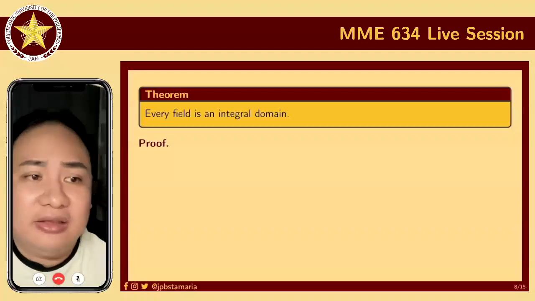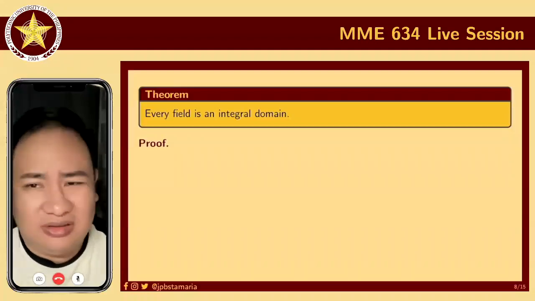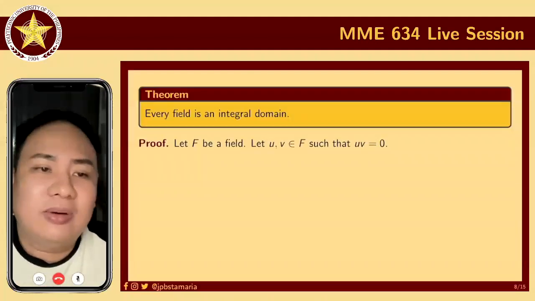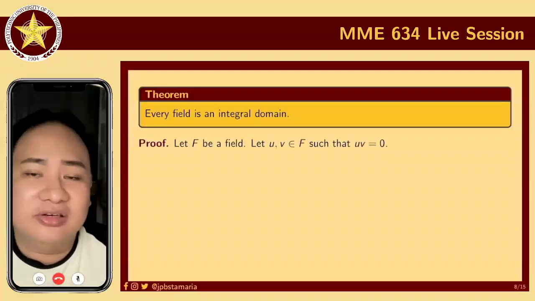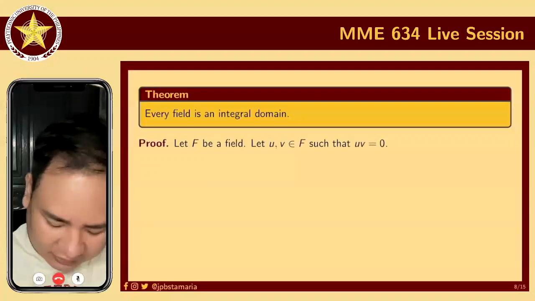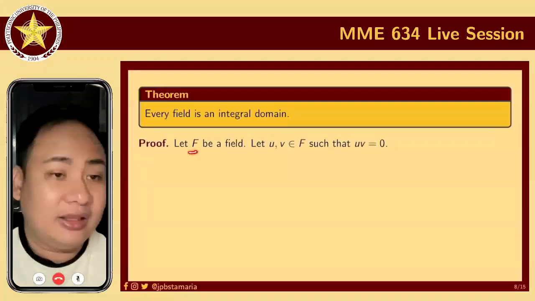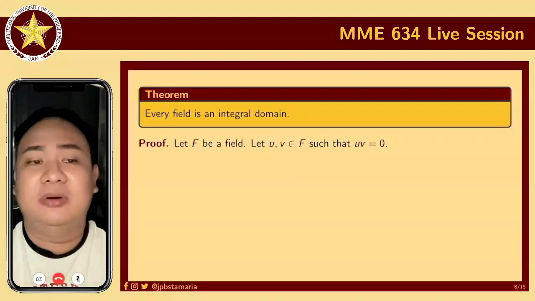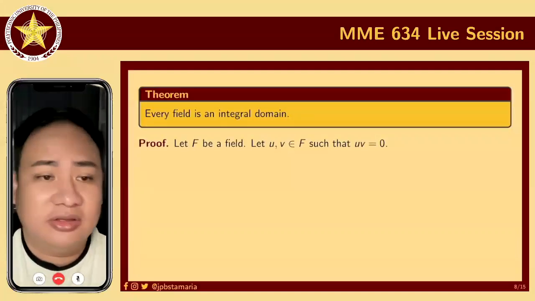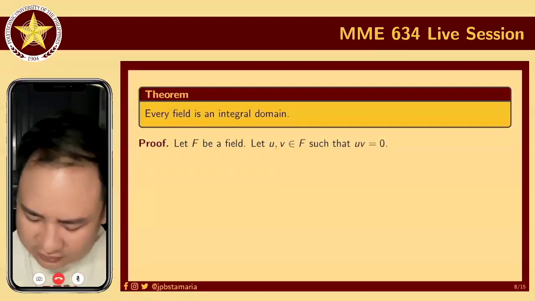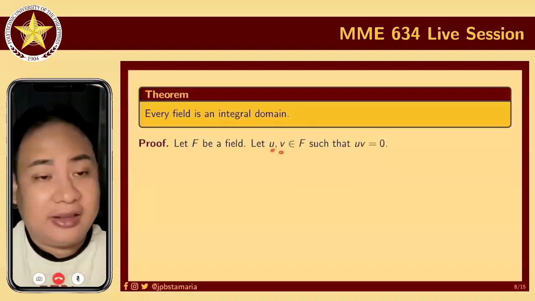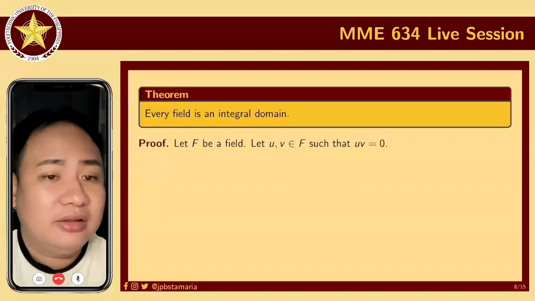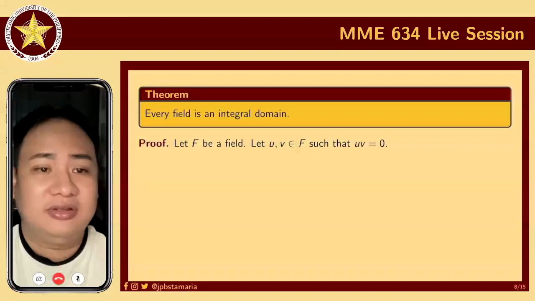Basta daw ang ring ay maging field, automatic siya ay integral domain. Let's see why. So let's say F is a field. Kuha tayo ng dalawang elements ng F whose product is not zero. What I wanted to prove here is that F is an integral domain, therefore I wanted to prove that F has the zero product property. Ang zero product property states that whenever the product of two elements is zero, then one of these is zero. So parang ganito. Kukuha ako ng arbitrary elements ng F, i-multiply ko, and I suppose that the product is zero. Kailangan ko mapatunayan na isa sa U or sa V ay zero.